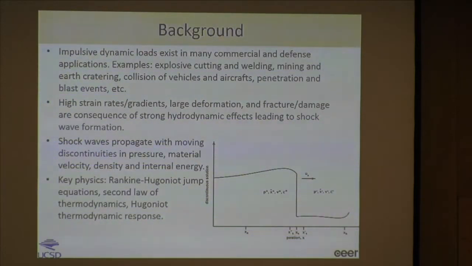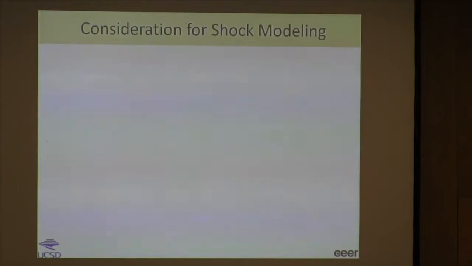The key physics are standard ones. These are the Rankine-Hugoniot jump conditions, the second law of thermodynamics, and really what it says is that entropy has to increase when you have an adiabatic irreversible process, and that condition is important. That condition determines whether there will be shock forming or there will be a rarefaction. And then the Hugoniot thermodynamic response.